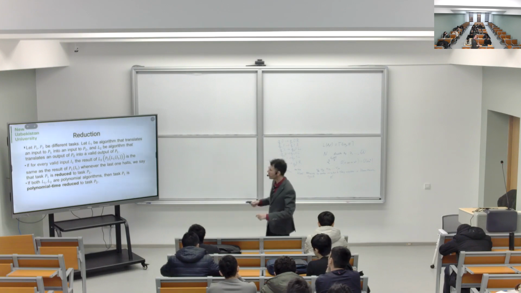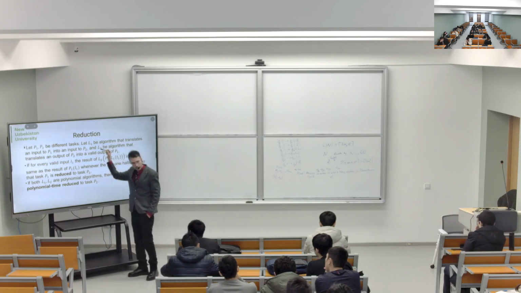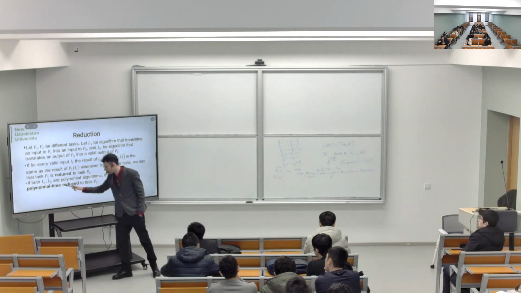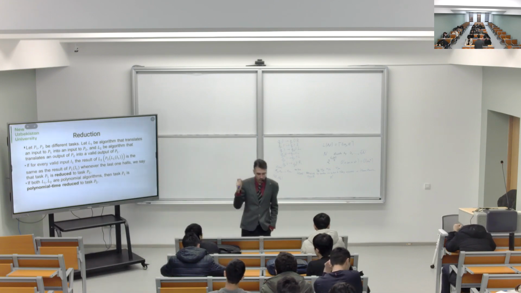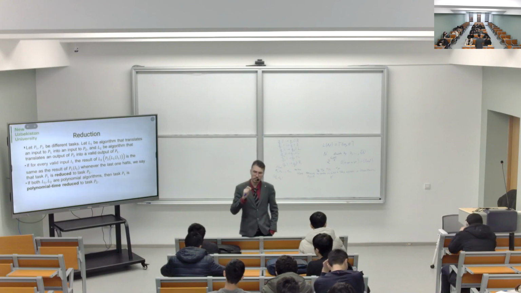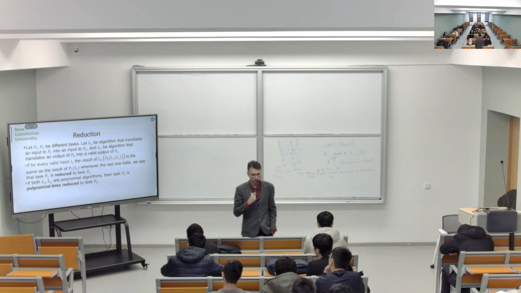So, if both L1 and L2, the translation algorithms, are polynomial time, then we say that we can reduce P1 to P2 in polynomial time. Yes, so the time of the translation, the reduction, is polynomial. Then, what can we say? We can say that the time complexity of P1 cannot be harder than the time complexity of P2.